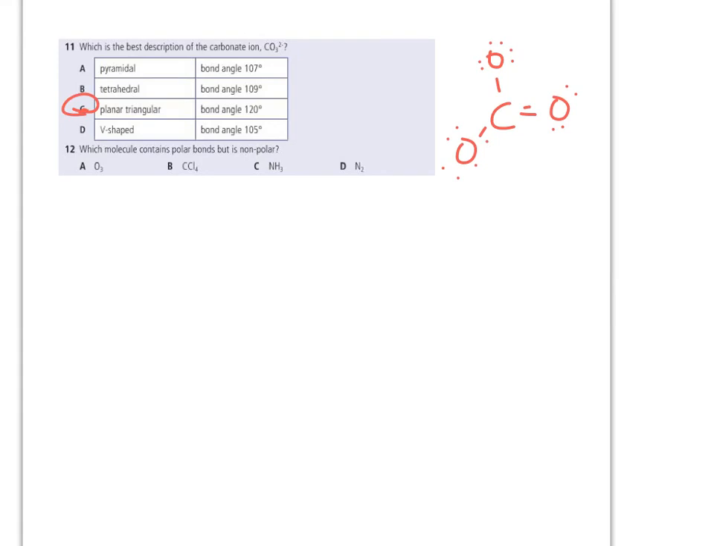Number 12, which molecule contains polar bonds but is nonpolar? Well, I can eliminate A and D right away because they're bonding to like atoms. So then CCl4 is going to be tetrahedral with the 4 chlorines, and NH3 is going to have a lone pair. So even though it's got polar bonds, the tetrahedral shape makes it a nonpolar molecule.